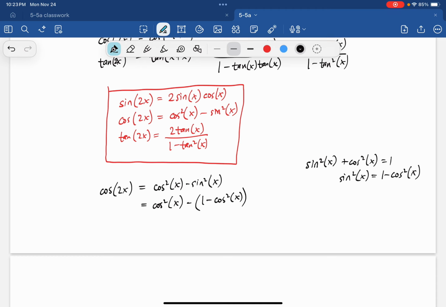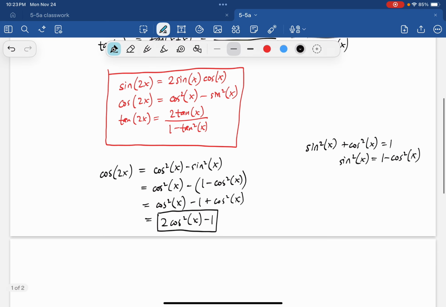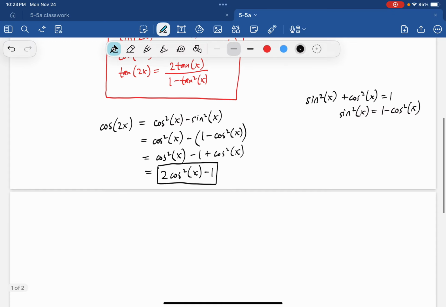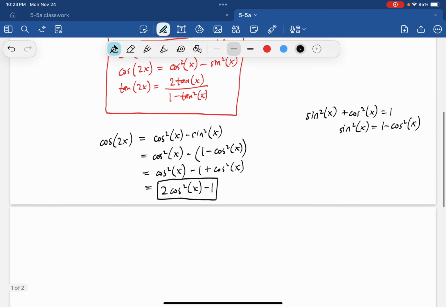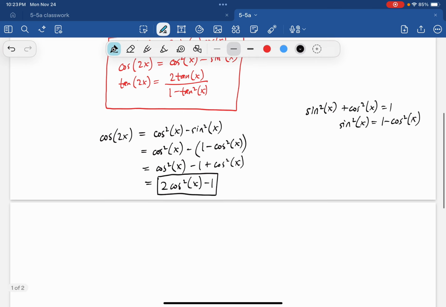And then if we rewrote this, that minus sign would distribute. This becomes cosine squared x minus 1 plus cosine squared x, which is equal to 2 cosine squared x minus 1. Okay, so that's sometimes a different way that people use to write the cosine double angle formula. And it's also valid, and we want to use that one when it's more helpful.